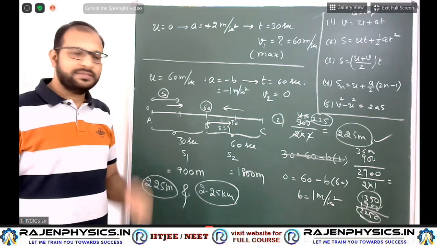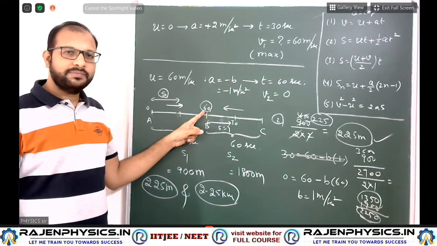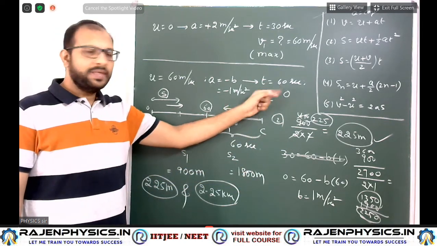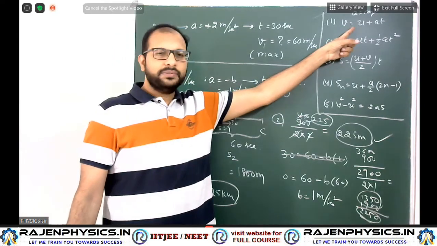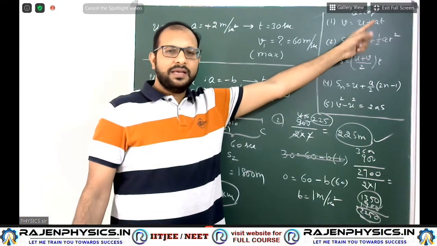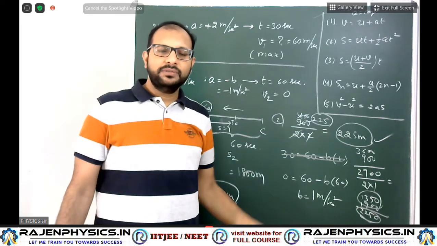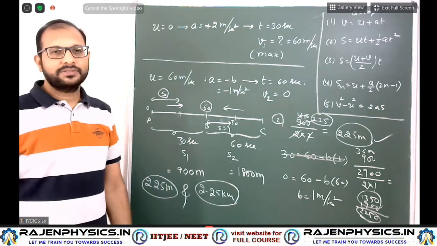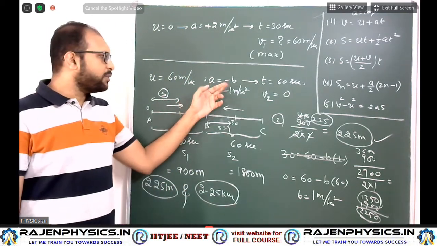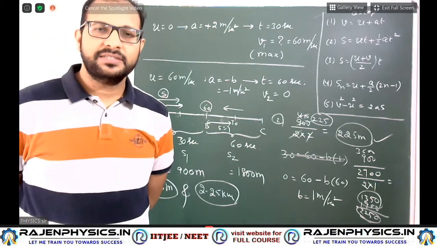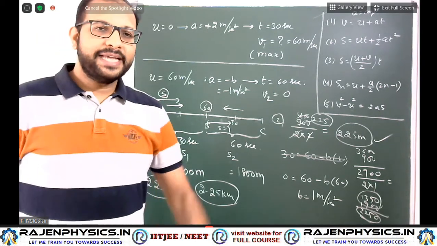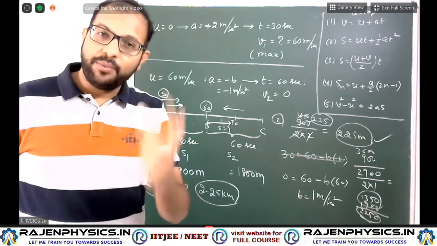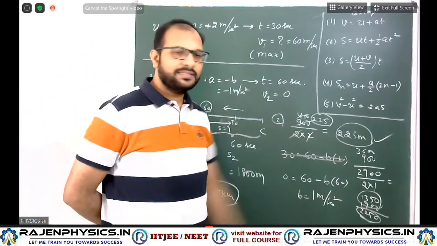How? Here the speed is how much? 60. Here the speed is how much? 0. After how many seconds? 60. Therefore, 0 equals 60 plus A, with value minus B, into 60. What will you get? B value is 1 meter per second square. So therefore A equals minus 1 meter per second square, students. So now for part 2, acceleration A value is completed. Once A is over, it is easy to find S.